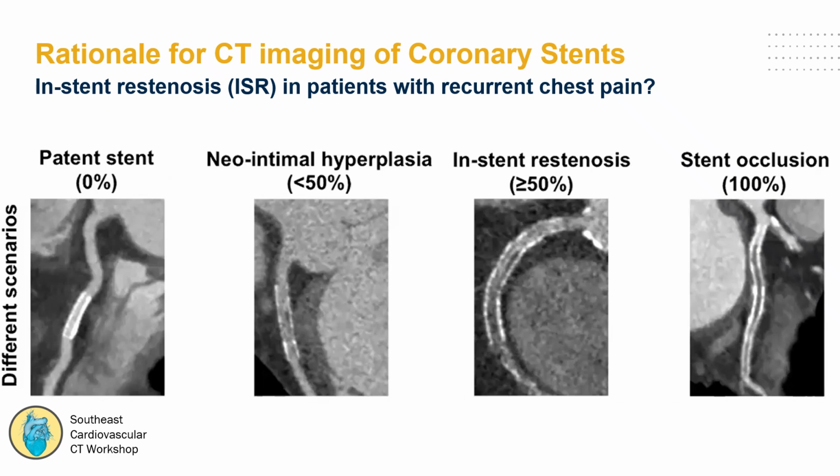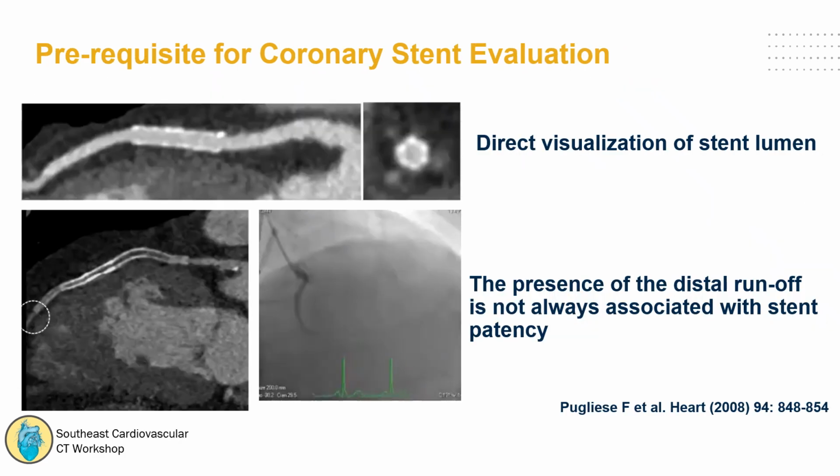A patient may have a completely patent stent, as you can see on the left side, or mild neo-intimal hyperplasia, might have significant in-stent restenosis, or complete stent occlusion, as you can see on the far right. The challenge for cardiac CT is distinguishing these entities accurately, especially when patients present with recurrent chest pain. The goal is not only to identify occluded stents, but also to determine whether there is any clinically significant restenosis. And one of the most important concepts in stent imaging is that we must directly visualize the stent lumen.